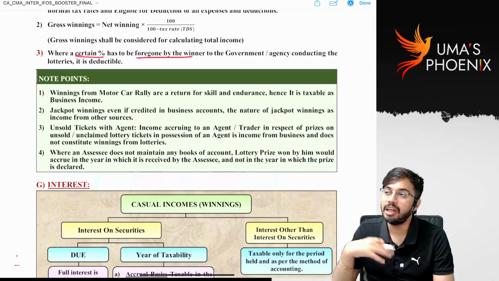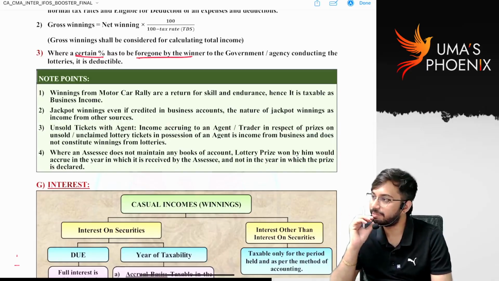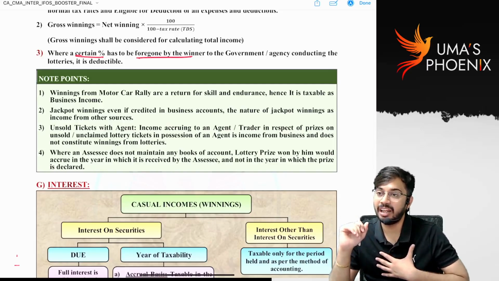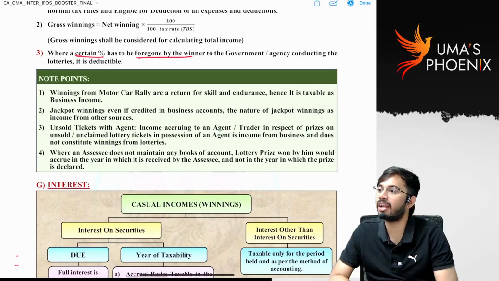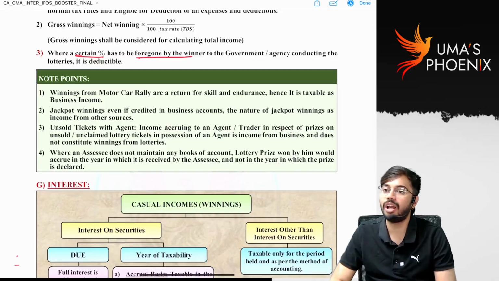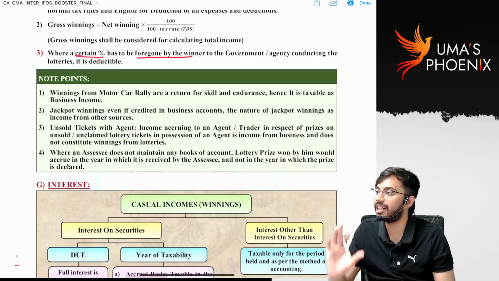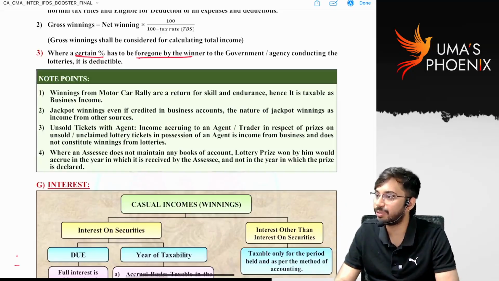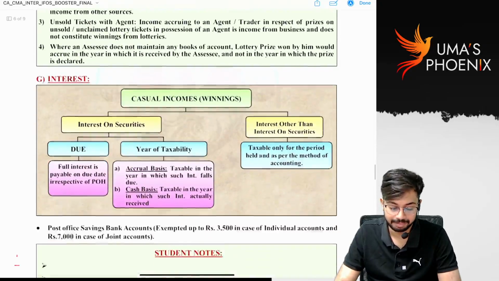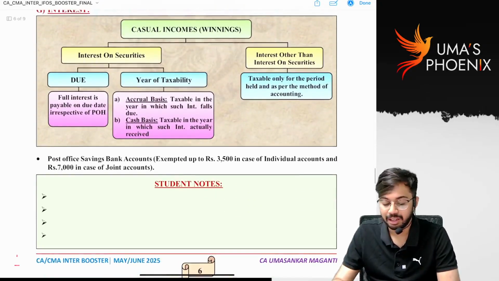Now, I won 80,000 rupees in betting. Out of the 80,000 rupees won by me, voluntarily I gave 20,000 rupees to central government. If any amount is voluntarily surrendered to central government, that amount is not taxable. In this case only 60,000 is taxable under the head other sources. Is it clear? Next, interest.